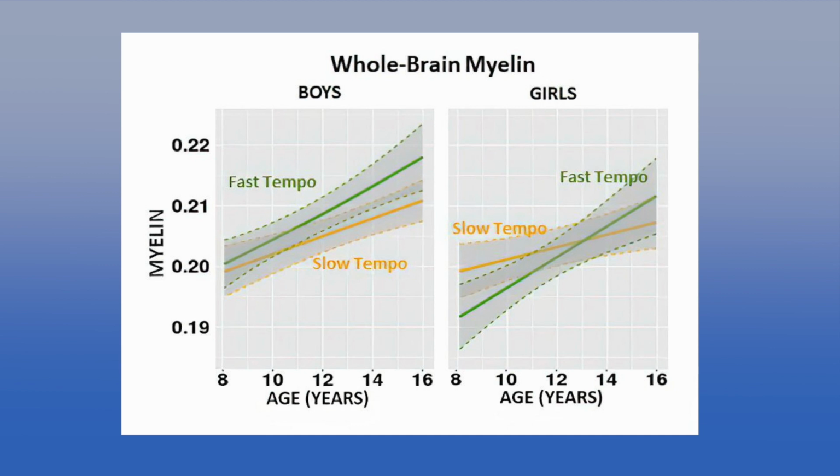Girls with fast tempo have a faster rate of myelin development compared with girls with slow tempo, where they start out with less myelin but end up with greater myelin at later ages. These preliminary data may contribute to differences in the rate of maturation of cognition and behavior observed in adolescence.